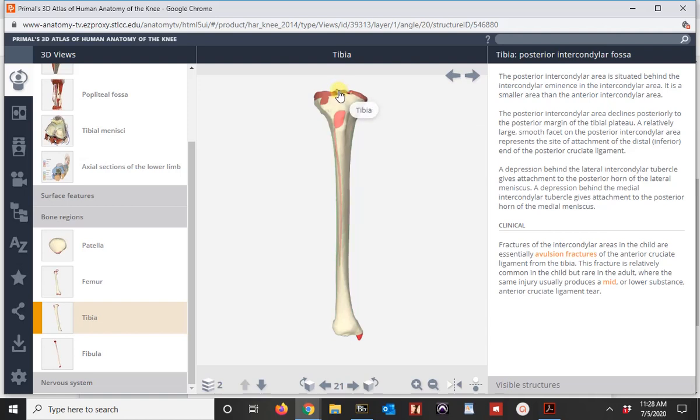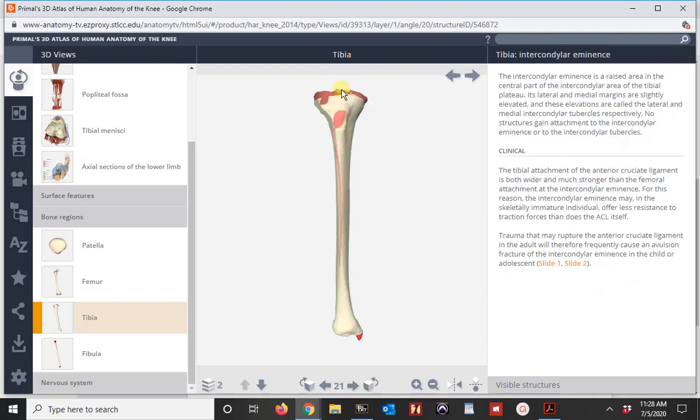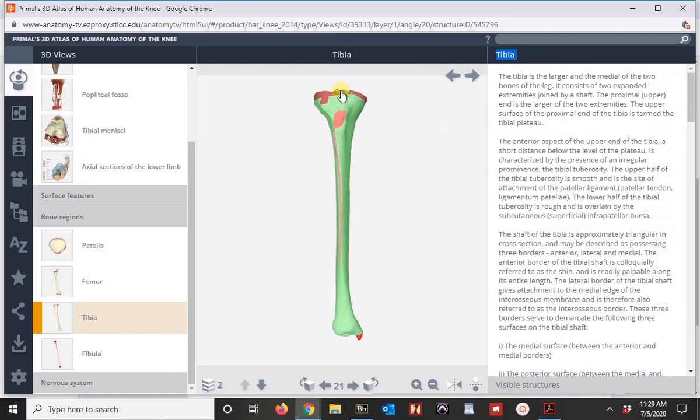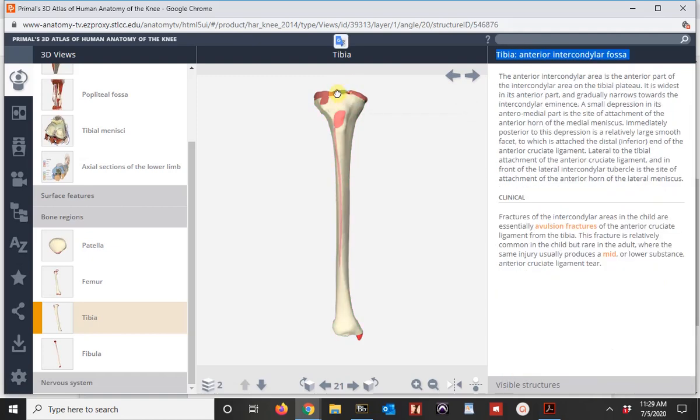But where it sticks up, there's the intercondylar eminence. So the eminence is the bump that sticks up in between the condyles, the intercondylar eminence. And then the intercondylar fossa would be the depression between the two condyles.